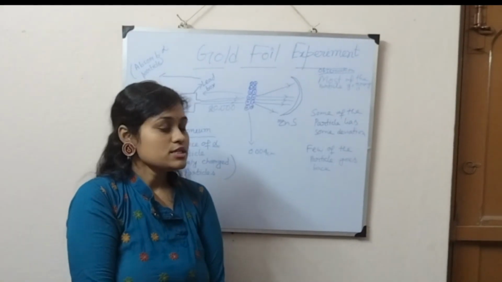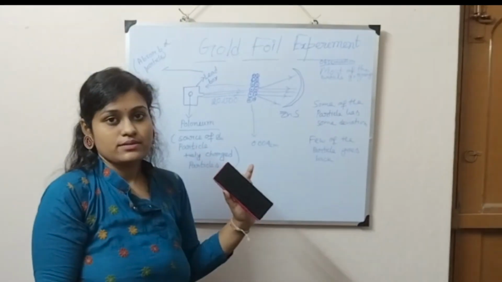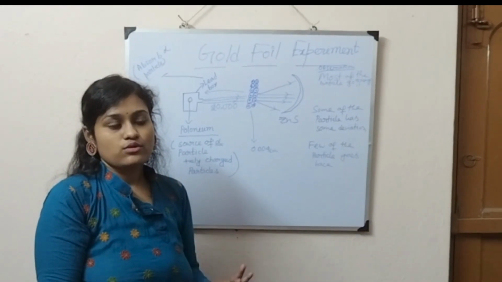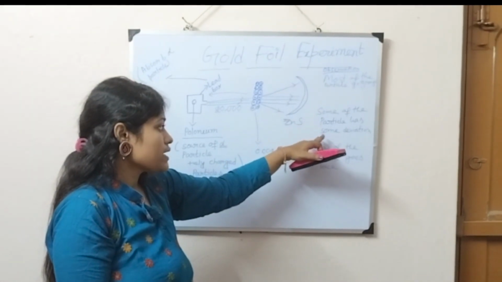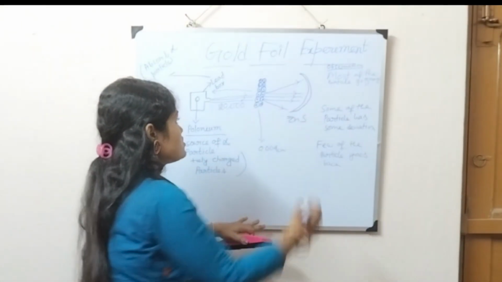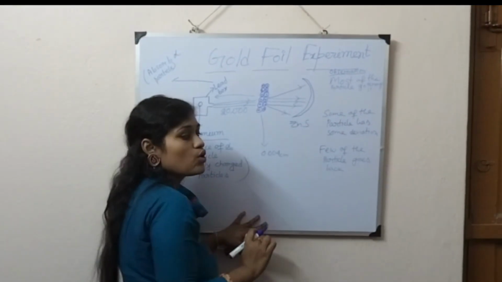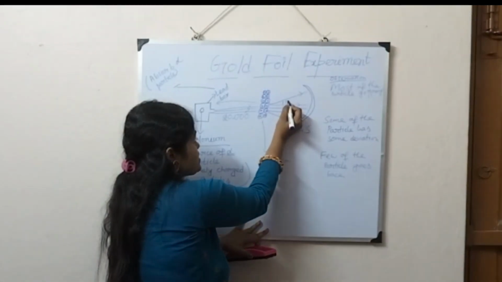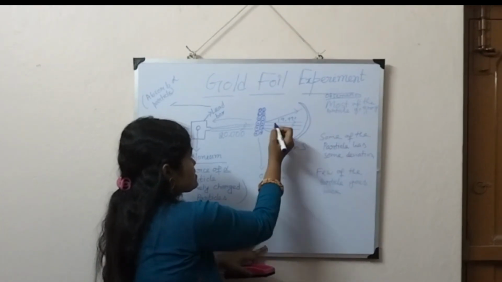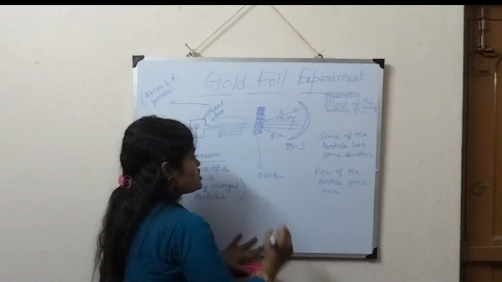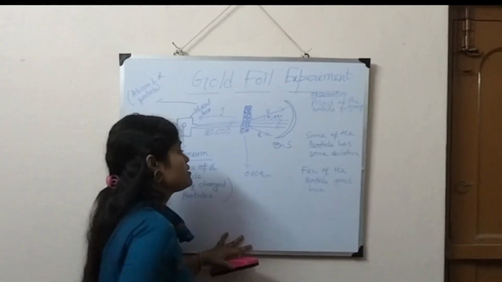So from this observation he concluded that most of the space in the atomic model is empty, and some of the particles have deviated. If most of the particles, that is 19,990, go through the gold foil sheet, then some of the particles have deviated, we can say 8, and a few of the particles go back, that can be 1.